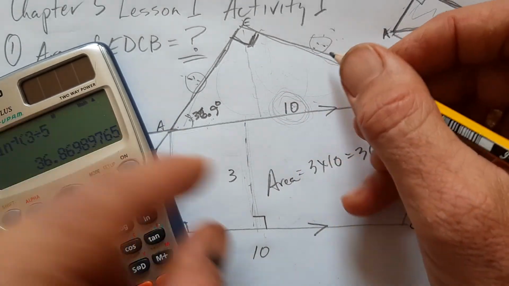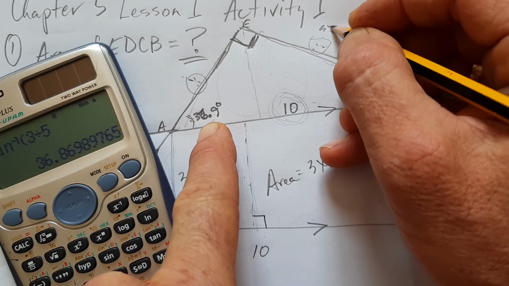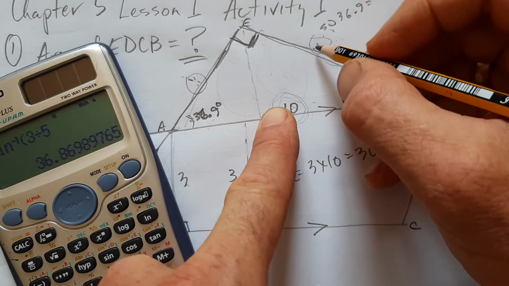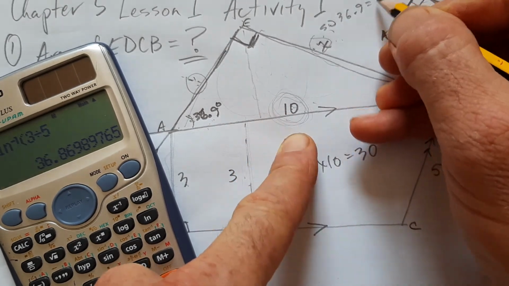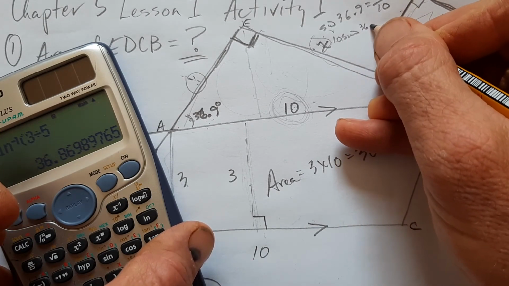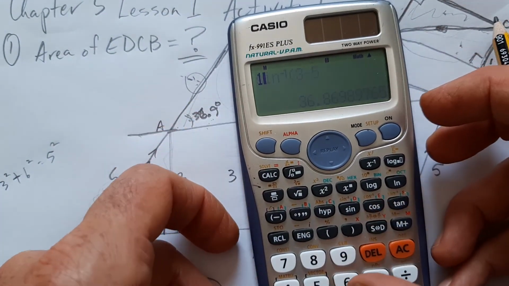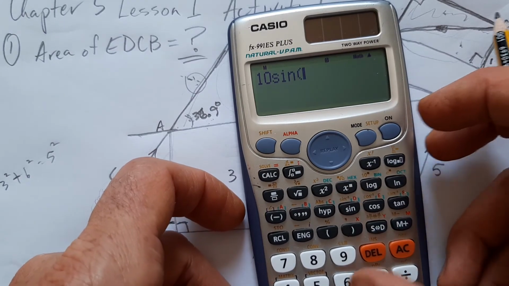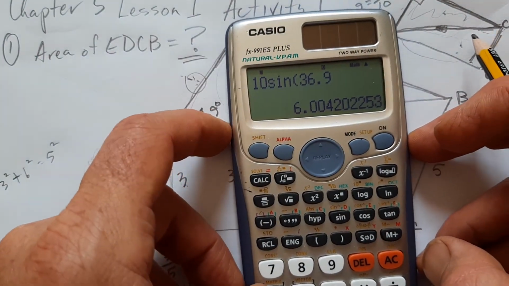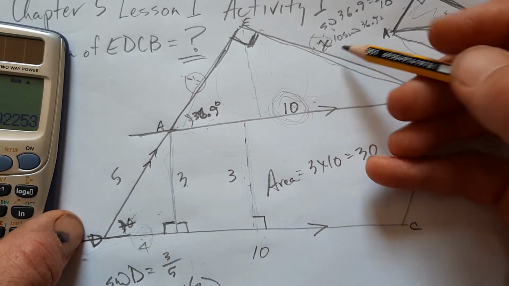So to find this side, I'm going to take opposite over hypotenuse. I'm going to say sine of 36.9 equals, I don't know, call it x over 10. So 10 sine 36.9 equals that. Okay, so 10 sine 36.9 is 6.00000. Well, like I say, it's the same. If you recognize this similarity, then this is just 6.